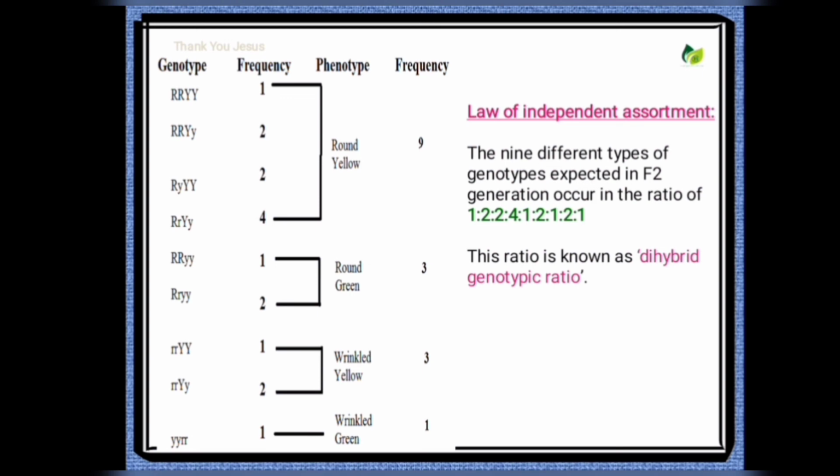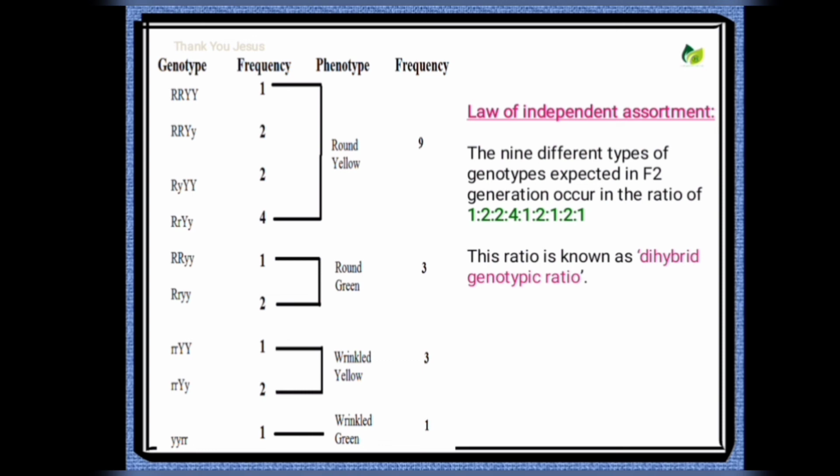Here you have to remember one thing. Those two characters, seed color and seed shape, are present on two different homologous pairs of chromosomes. That's why they assort, or separate, independently. If they are present on the same chromosome, they enter into the same gamete, and then the law of independent assortment is not applicable to such crosses. Where the genes are linked together, they do not tend to separate. This phenomenon is called linkage.